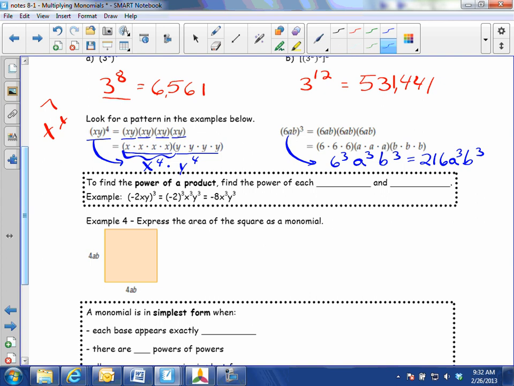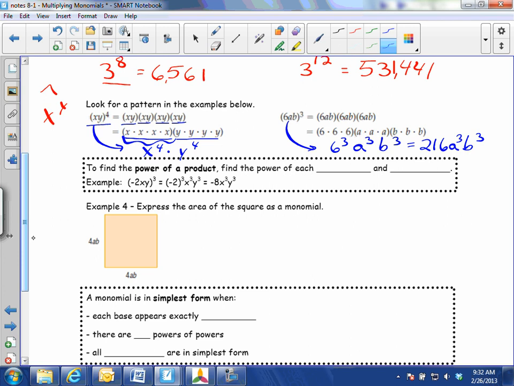Does this make sense? Okay, this only happens when I have parentheses and a number on the outside. So if it's in parentheses like that, you distribute it and make it look like this. So this is called the power of a product because we have parentheses around something that I'm multiplying on the inside with the power on the outside. So we're going to find the power of each number or each constant and variable.